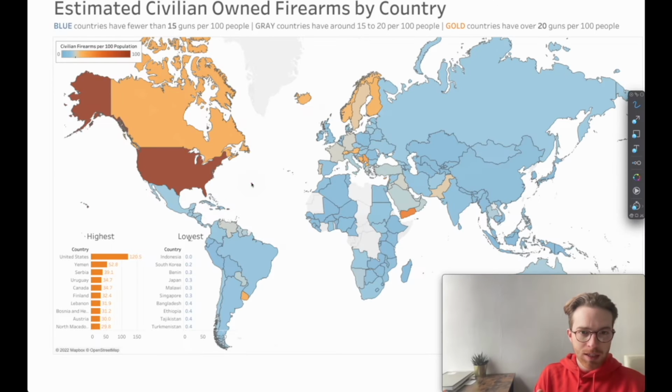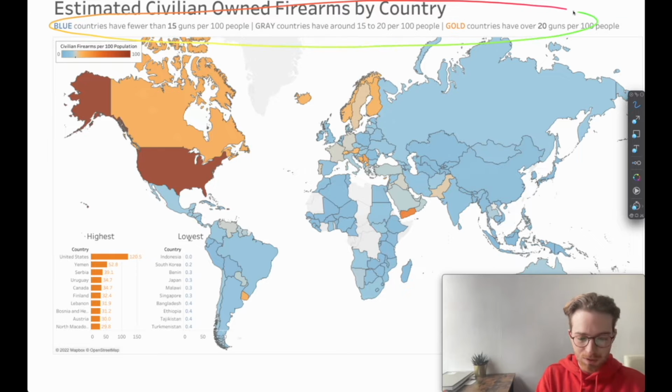So we have estimated civilian-owned firearms by country. I mean, this map does exactly what it says it should do. It's giving you exactly what people want to see here, which is the USA with a high percentage of gun ownership here. Quite clear and straight to the point. There are a few things I would change here to make it a bit cleaner.